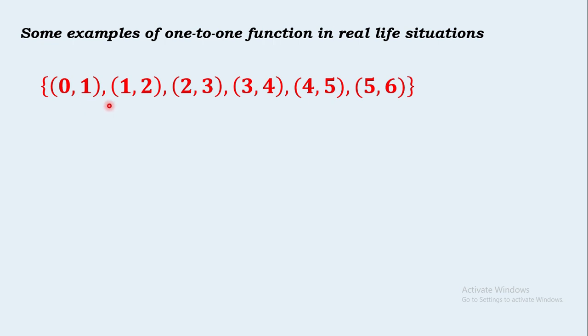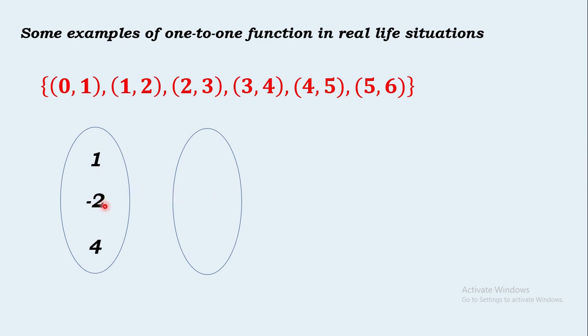Why? Because every value in the range is paired to only one value in the domain. So we have 1, 2, 3, 4, 5, and 6. There should be only one value in the range that is paired to only one domain value. That is a one-to-one function. Another example, we have this arrow diagram. We have here 1, negative 2, and 4. 1 is paired to 3, negative 2 is paired to 5, and 4 is paired to negative 6. So every value in the range is paired to only one value in the domain. This is considered our domain, and this is considered our range. Therefore, this is a one-to-one function.